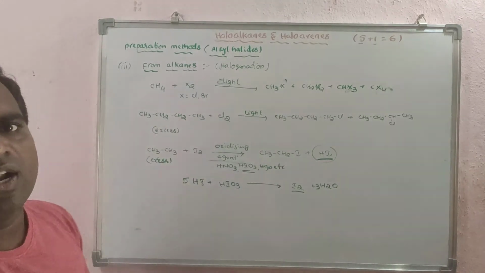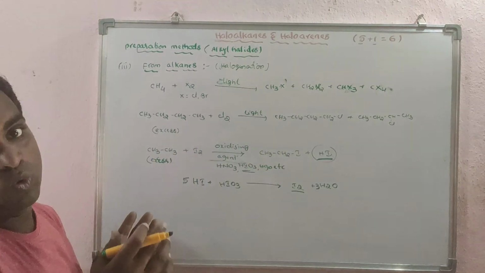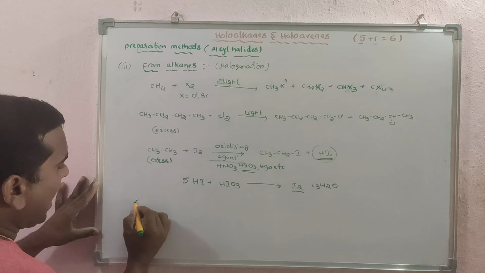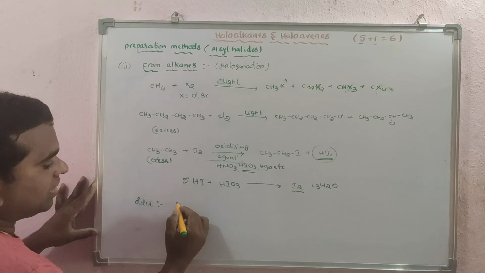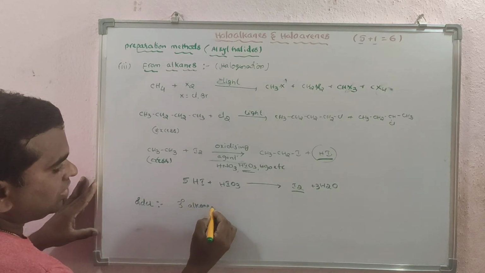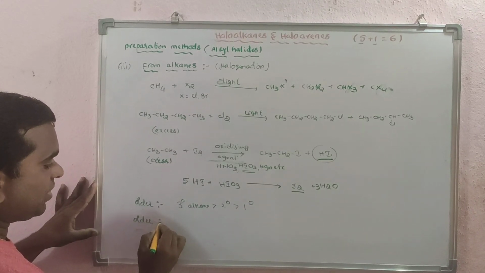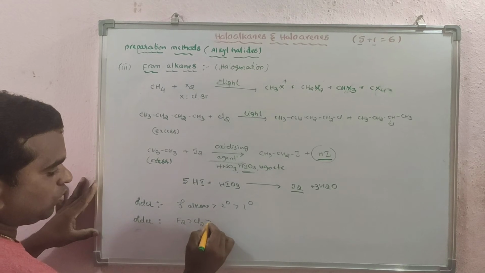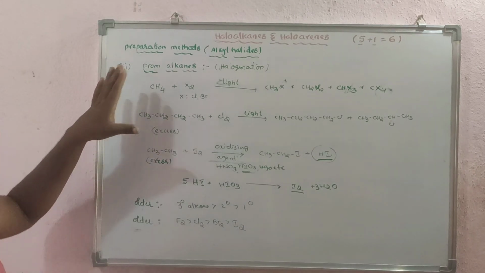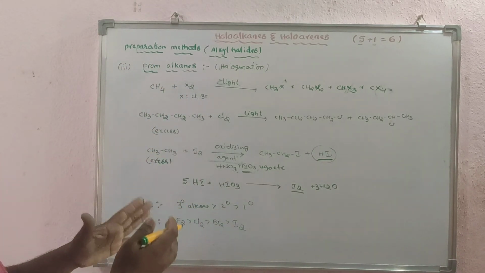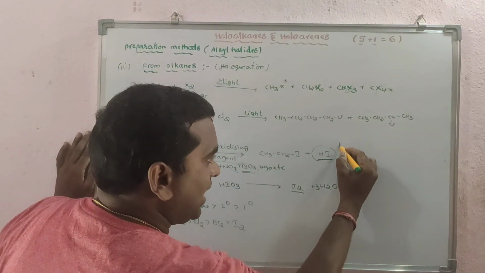And the next one is alkyl fluorides cannot be prepared by this method. Why? Because fluorine is very reactive, so the reaction becomes explosive. What is the order of reactivity of alkanes here? Tertiary alkanes are more reactive than secondary, than primary. For the reactivity order of the halogens, fluorine is more reactive than chlorine, than bromine, than iodine. Clear? And we get a mixture of products in this reaction. So this method is not a convenient method to prepare alkyl halides.